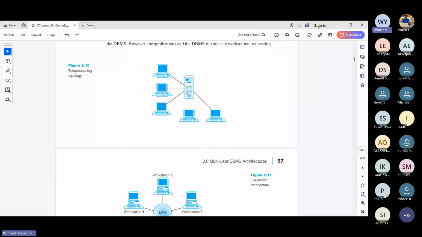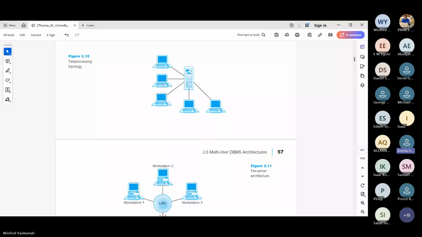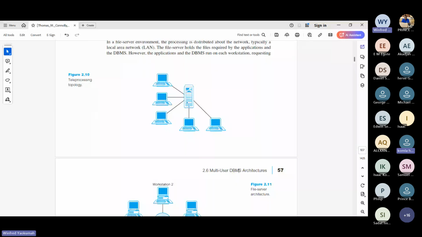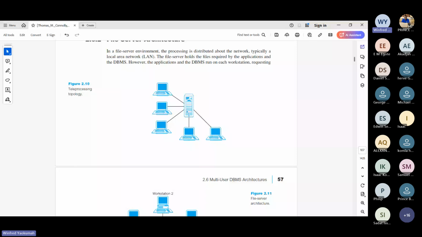Sometimes they call it teleprocessing topology. So you see how that looks like. We have the file server, then terminals having access to this. Prof, is it a thin client sort of database? This one came back first. Those times when this one came, we were using mostly the flat file system that I described last week.